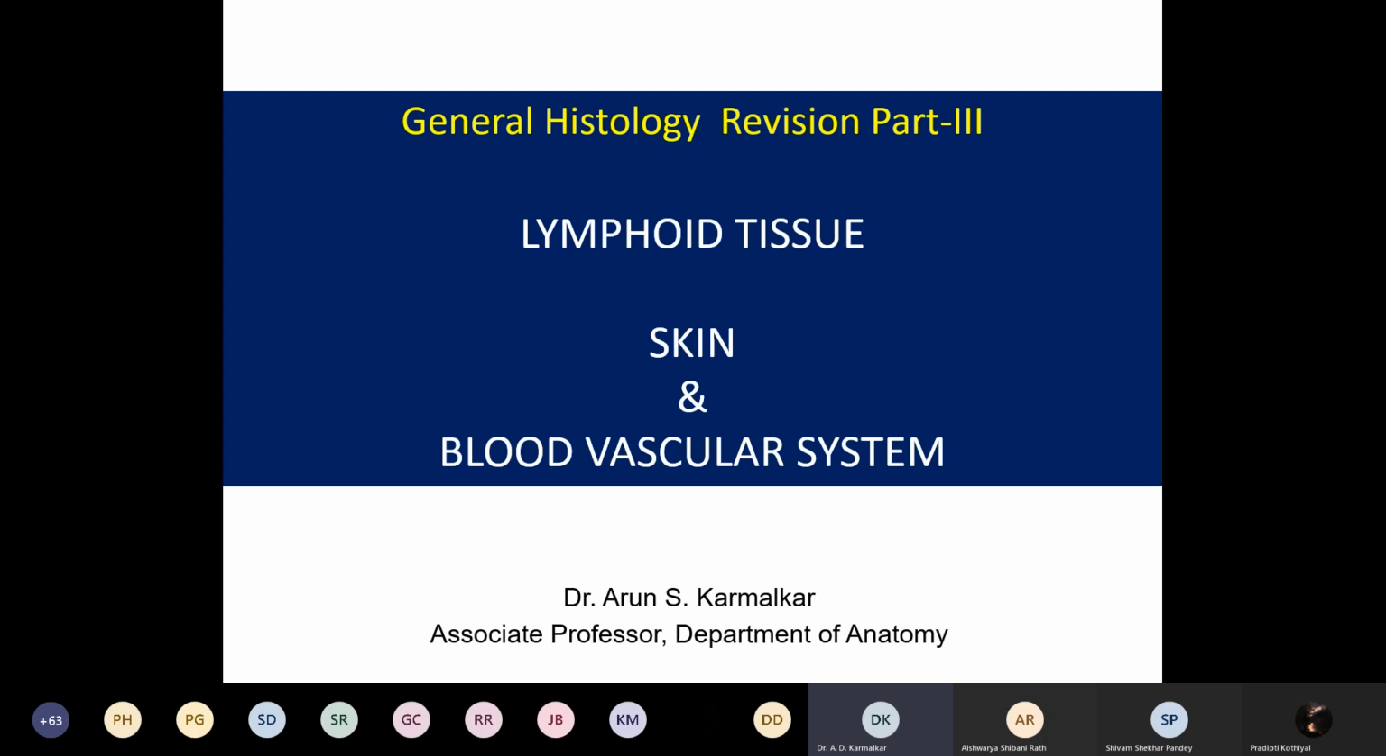Red pulp and the white pulp. So there are two types of lymphatic nodule: primary lymphatic nodule and secondary lymphatic nodule. All these are very important when a slide is given, and you should be able to answer all these questions. Okay.